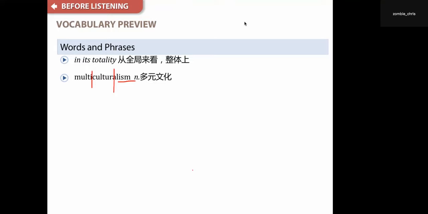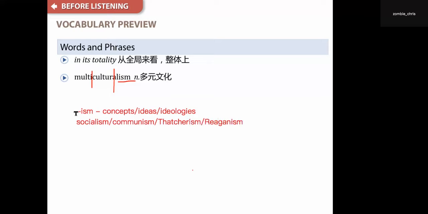And this ISM, you're probably quite familiar with, because we use ISM to describe concepts, ideas, or ideologies. You've probably seen these things: socialism, communism, two pretty common isms. We also have Margaret Thatcher, Thatcherism, and Ronald Reagan, Reaganism. These describe the policies of the prime minister at the time. Interestingly, we also have Maoism, and Dengism as well.